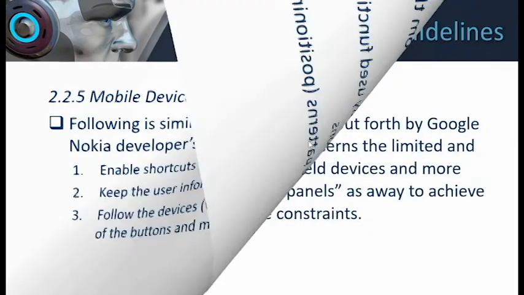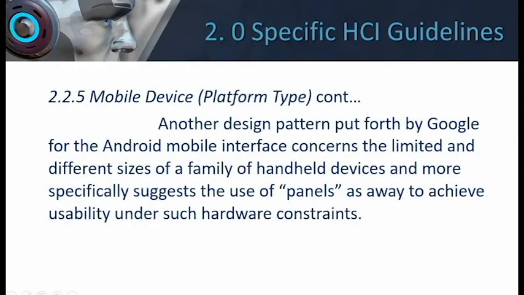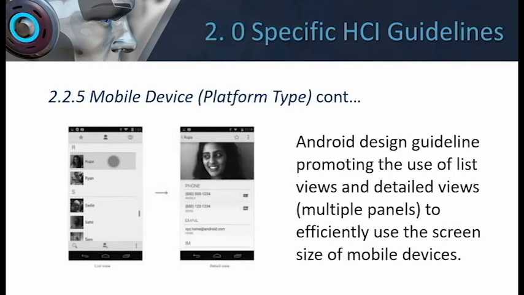Then next is another design pattern put forth by Google for the Android mobile interface. It concerns the limited and different sizes of a family of handheld devices, and more specifically suggests the use of panels as a way to achieve stability under such hardware constraints. This is a sample of Android design guidelines promoting the use of list views and detailed views, multiple panels to efficiently use the screen size of mobile devices.